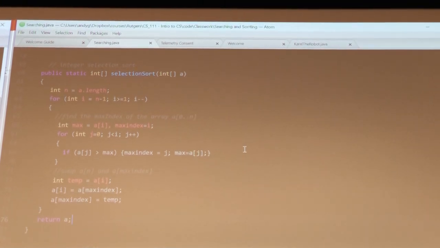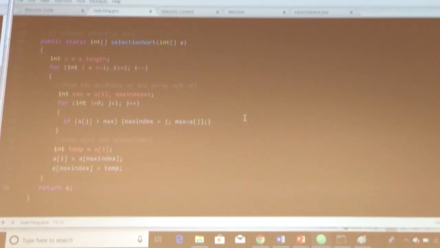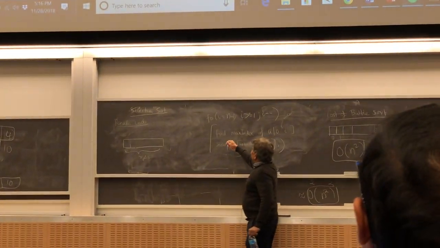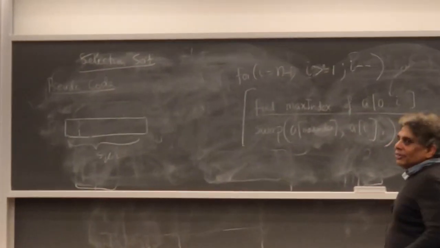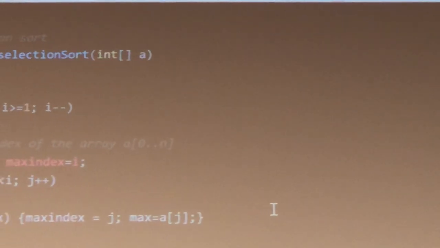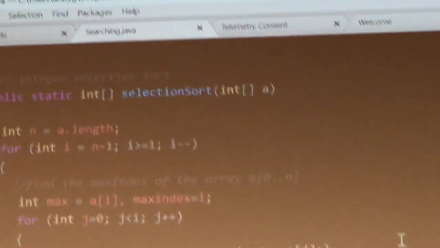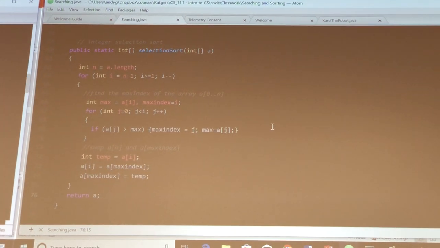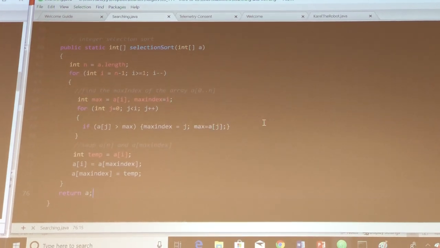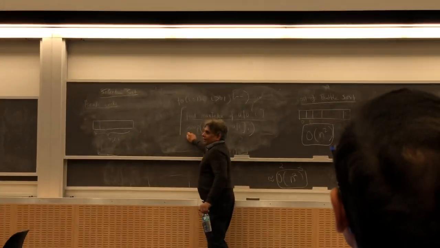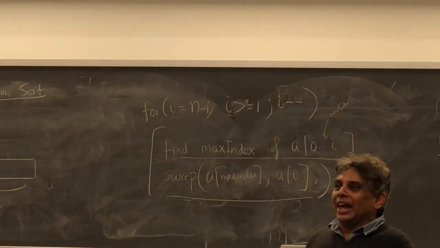Okay, now you can see the code on the board and the pseudocode I have. What is this one here? Find max index of a 0 to i. You can see that's the for loop inside, right? That's where you're going to find the max index. And then what are those last three lines? You're swapping it. The last three lines are swapping.